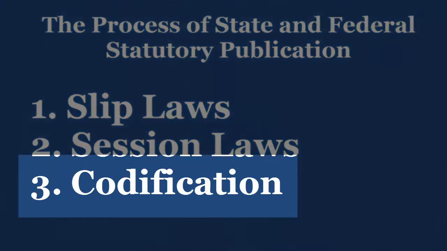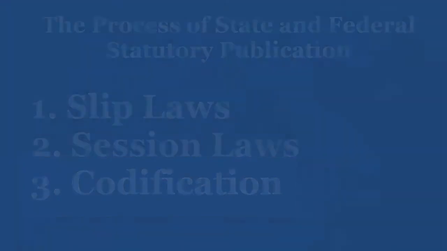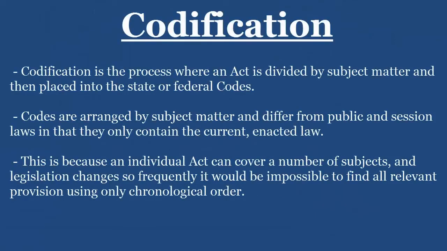Codification is the final step of the process of publication. What codification does is divide the laws by subject matter and place them into federal or state codes. This makes it much easier to find them as well as to keep track of changes.